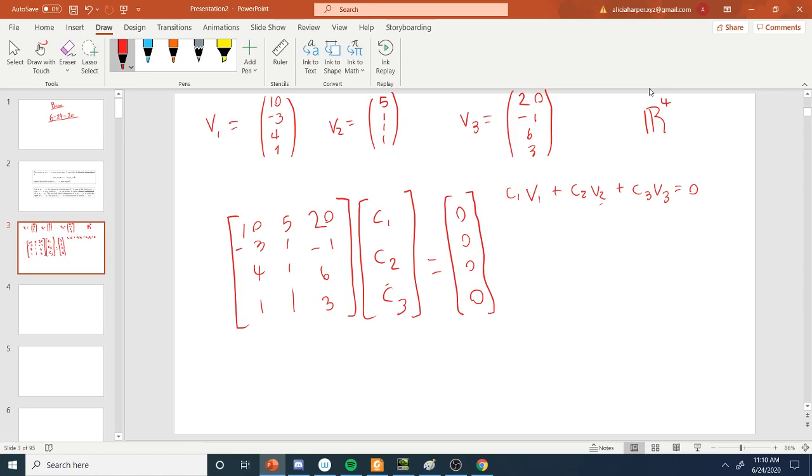Now, in order to solve this matrix equation, A times C equals the zero vector, we can apply row operations to the matrix A on the left. By doing that, we can attempt to put A in row-reduced echelon form, which makes it really easy to read off potential solutions to this equation. So let's do this.